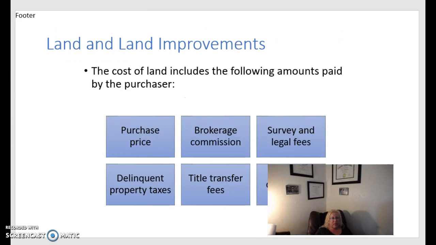So the cost of land would include the purchase price, the brokerage commission, the survey and legal fees, the delinquent property taxes, the title transfer fees, the cost of clearing the land, because that's necessary to get it ready for its intended use, and the cost of removing old buildings from the land. So land is kind of a unique plant asset, and it's never depreciated.